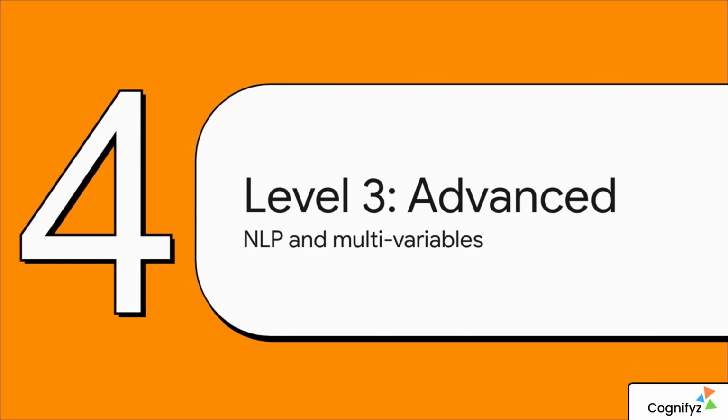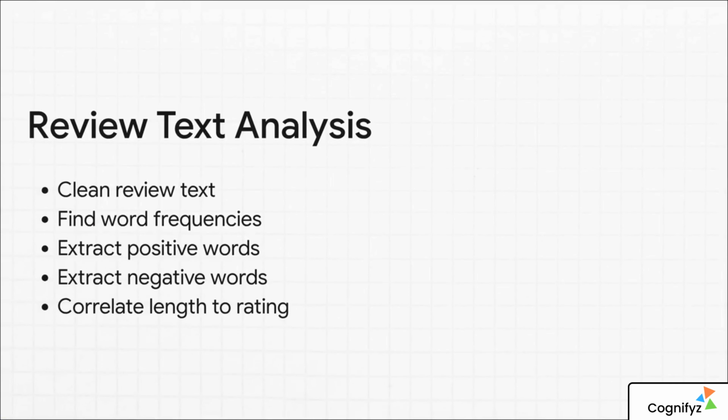Okay, Section 4, Level 3, Advanced Insights, tackling NLP and multivariable correlations. We've officially reached the most advanced stage of the program. So if our dataset includes review text, we get to dive into some deeply fascinating natural language processing. By cleaning up that text, which basically means writing scripts to drop comma and stop words and strip out messy punctuation, we can pull out the exact frequencies of positive versus negative words.